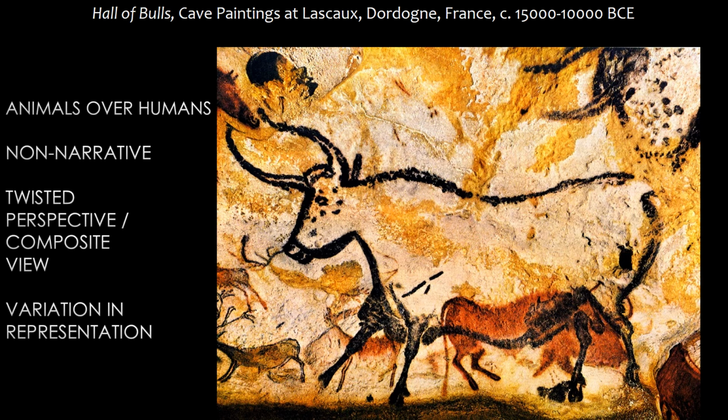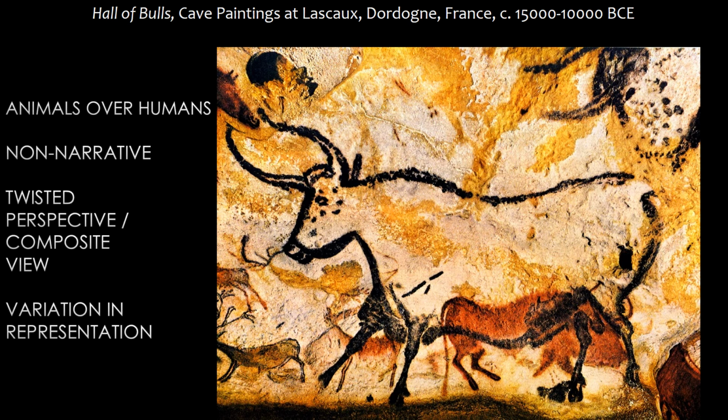What we do see, though, from many representations one to another is a common characteristic in the way that these figures are shown, and the term is twisted perspective. You can also call it a composite figure. Essentially, we are seeing both a profile and a frontal element to this representation.